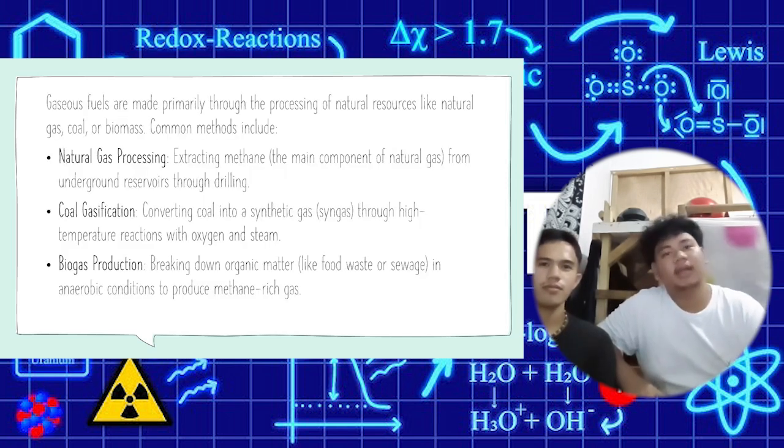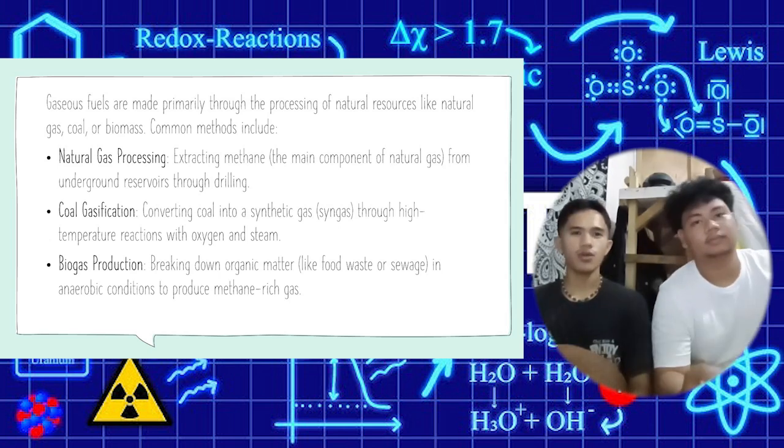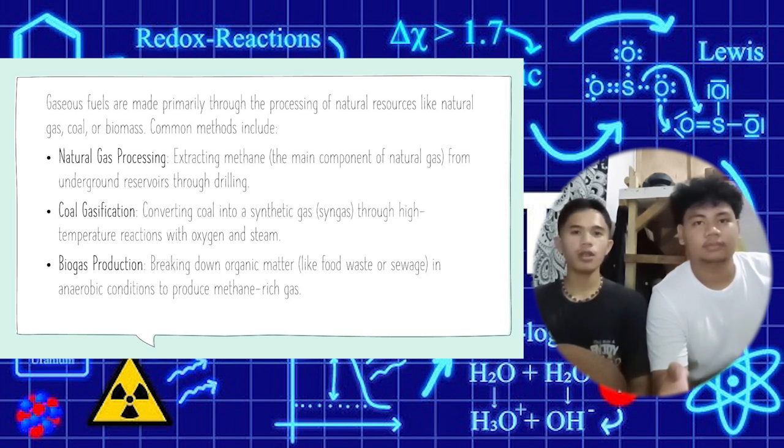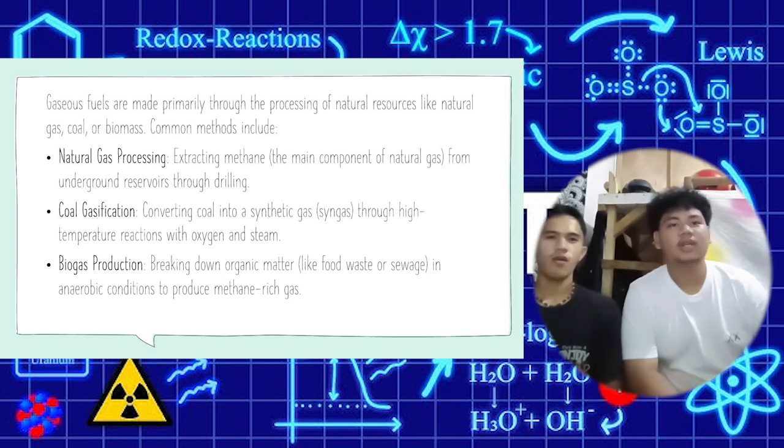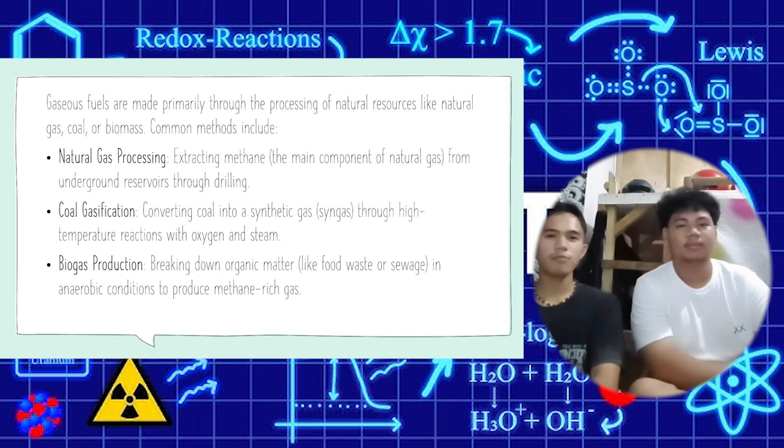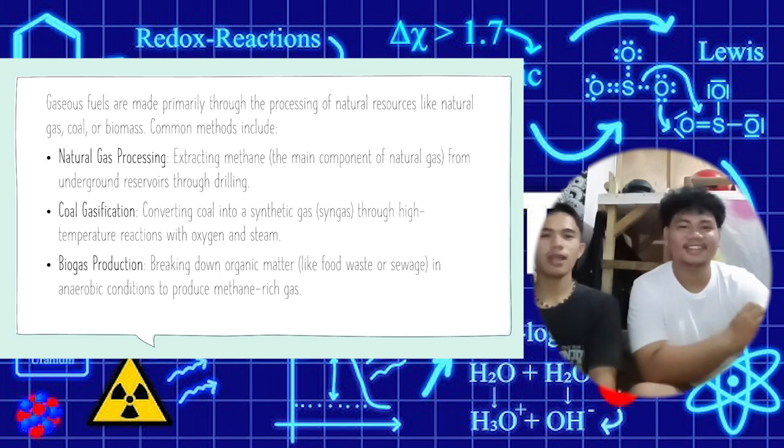Gaseous fuels are made primarily through the processing of natural resources like natural gas, coal, or biomass. Common methods include natural gas processing, extracting methane, the main component of natural gas, from underground reservoirs through drilling. Coal gasification, converting coal into a synthetic gas, or syngas, through high temperature reactions with oxygen and steam. Biogas production, breaking down organic matter like food waste or sewage in anaerobic conditions to produce methane-rich gas.